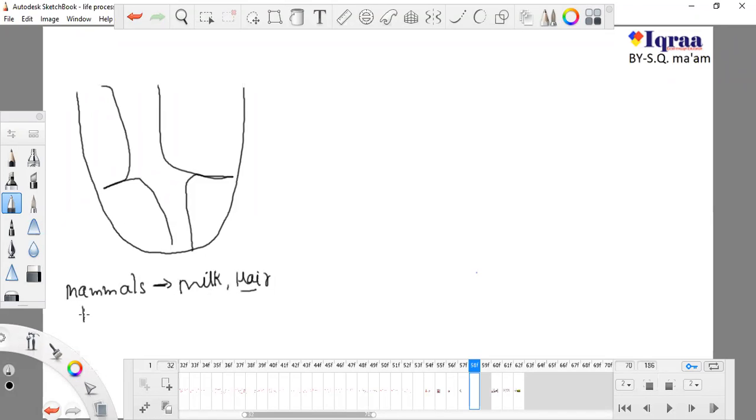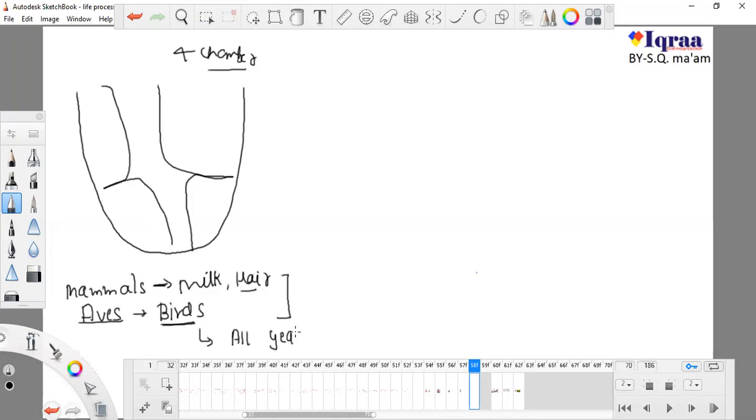Okay, another type of organism are known as aves. Aves are all organisms which are known as birds. So these two types of organisms have a four chambered heart. And if you have seen, all these organisms are active all year.